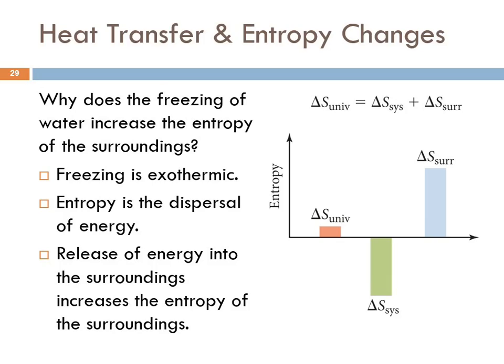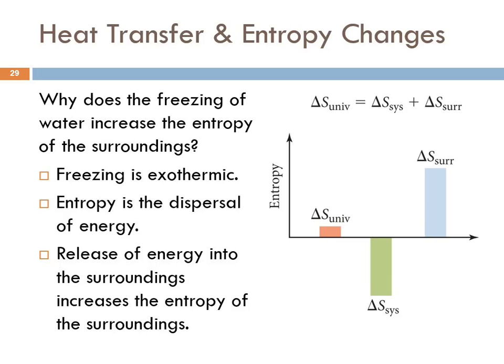So why does freezing the water cause the entropy of the surroundings to go up? Where did you get a cold stone from? Well, freezing is exothermic, right? Energy comes out. Energy was in the water. The energy comes out of the water, and where does it go? To the surroundings. It spreads out, right?